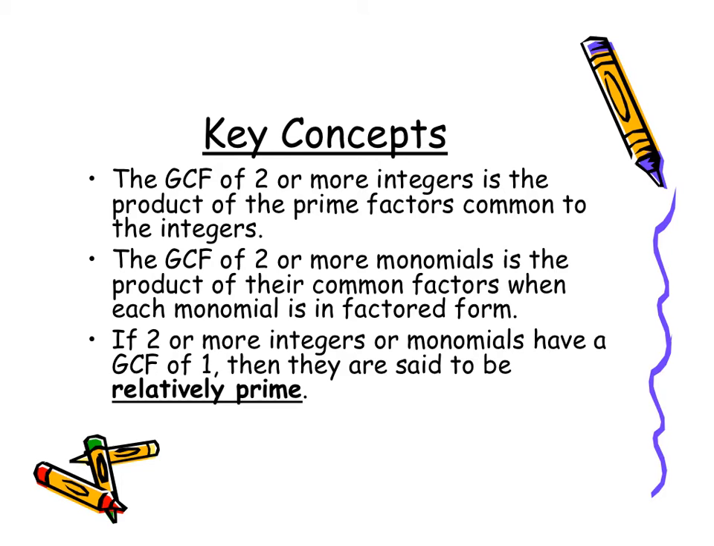So common means it's shared in both factor trees. The GCF of 2 or more monomials is the product of their common factors when each monomial is in factored form. So we take our monomials, we put them in factored form, and we look to see what's shared by both factor trees. If 2 or more integers or monomials have a GCF of 1, then they are said to be what's called relatively prime.